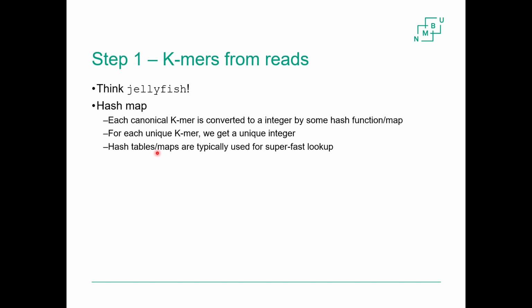So you can go directly to the cell in that vector where you have the hash number, and you can look inside and see, have I seen this k-mer before? Or even how many times have I seen it before? So it's a super fast lookup.